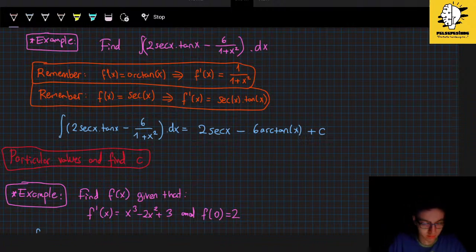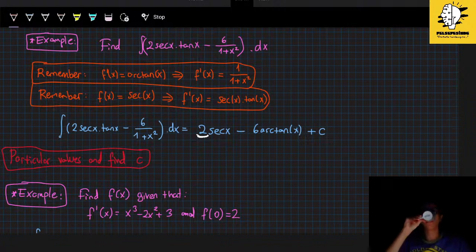Okay, let's solve the first question. It's going to be easy. It's asking us to integrate 2 secant x times tangent x minus 6 over 1 plus x squared. So we know that the integration of secant x times tangent x is equal to secant x, right? But the 2 does not change here, because if we take the integration, we have secant x, but 2 will stay the same. It's not changing. So it is 2 times secant x minus.